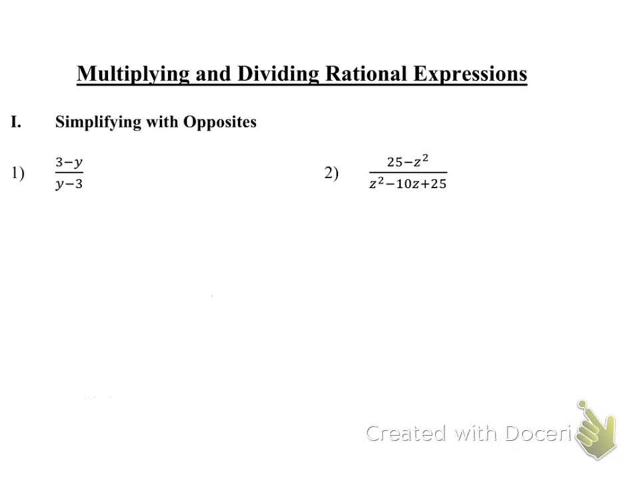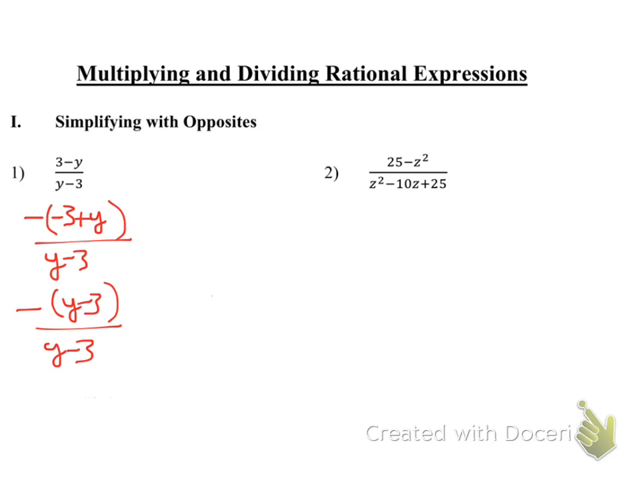So like number 1, we have 3 minus y over y minus 3. We can rewrite the top. We take out a negative, and it'd be a negative 3 plus y over y minus 3. Which again, the top can be rewritten as a negative of a y minus 3 over y minus 3. So in turn, this essentially just turns into a negative 1 when you have opposites like that over top of each other.